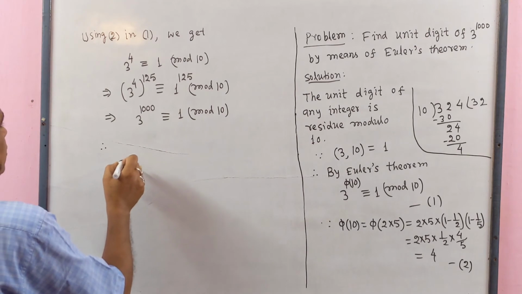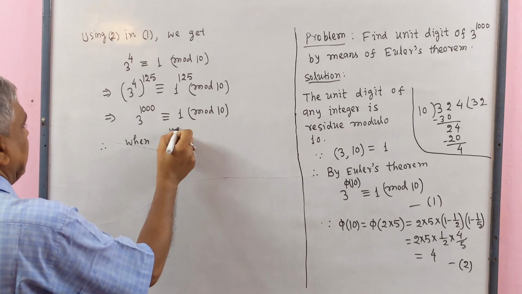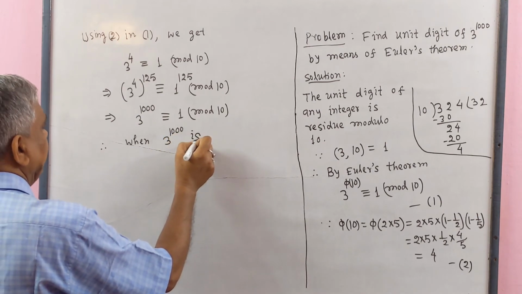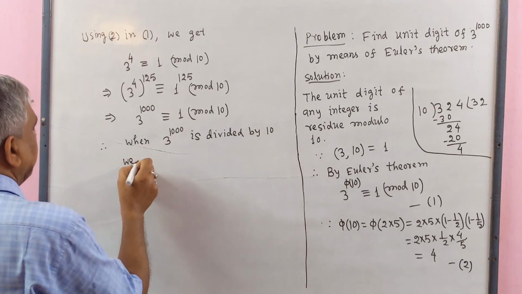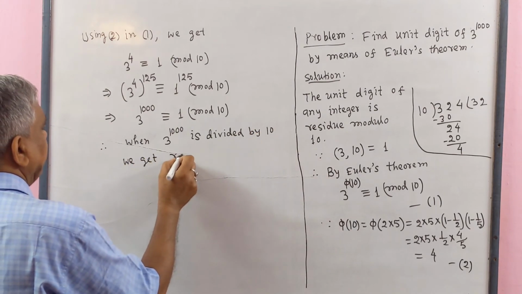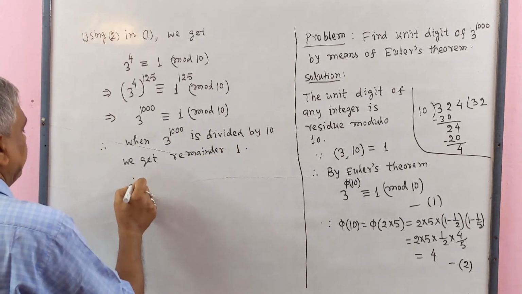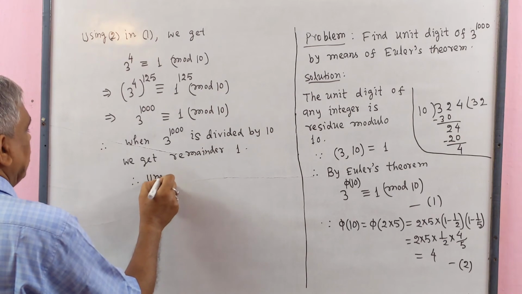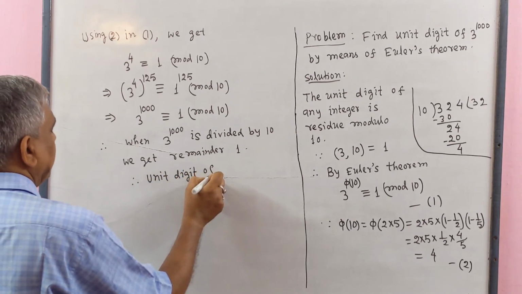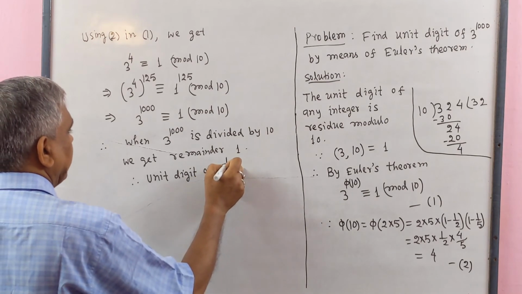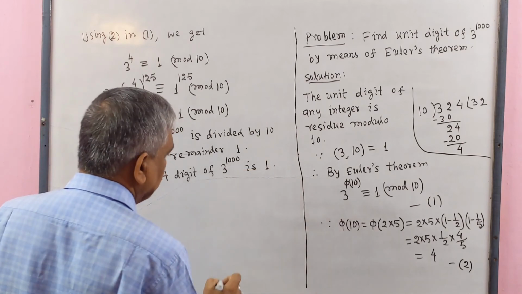Therefore, when 3 to the power 1000 is divided by 10, we get remainder 1. Therefore, unit digit of 3 to the power 1000 is 1.